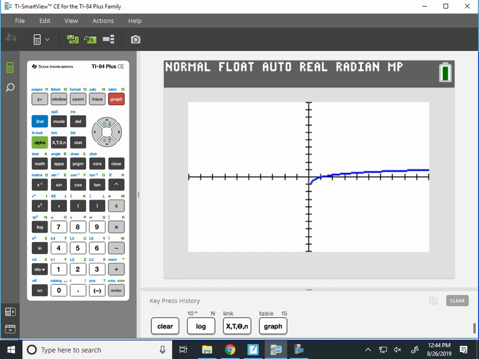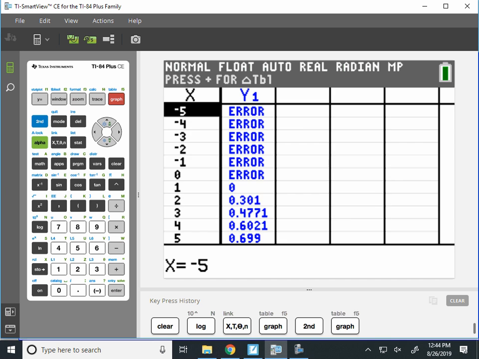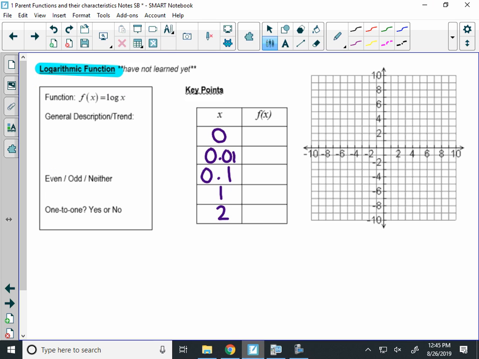Now, the graph on your calculator is a little bit misleading here. This graph actually also has an asymptote. It comes down, it just didn't graph it for you. But the asymptote here is on the y-axis. So if I look at the table, I can't get all those points I wanted, but I can get some of them. So what happens at 0? It says error. So actually, you can't take the log of 0.